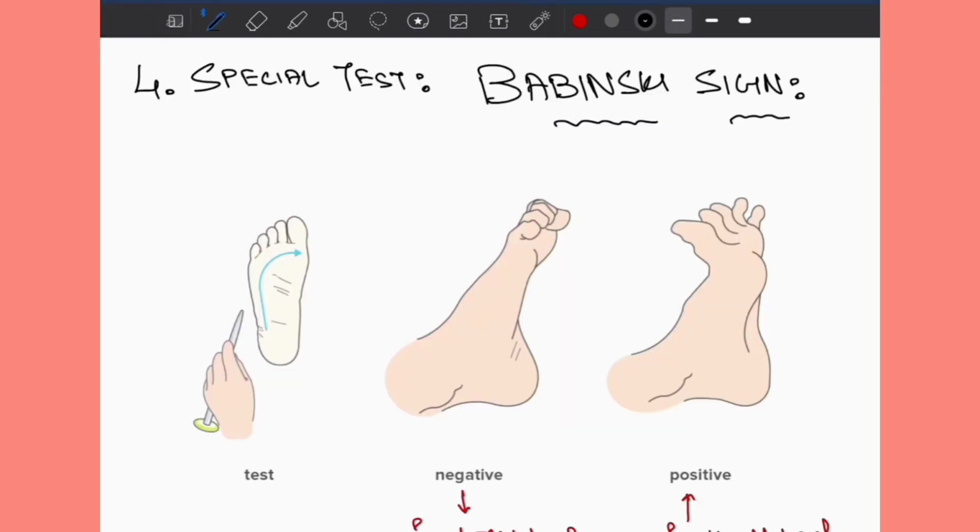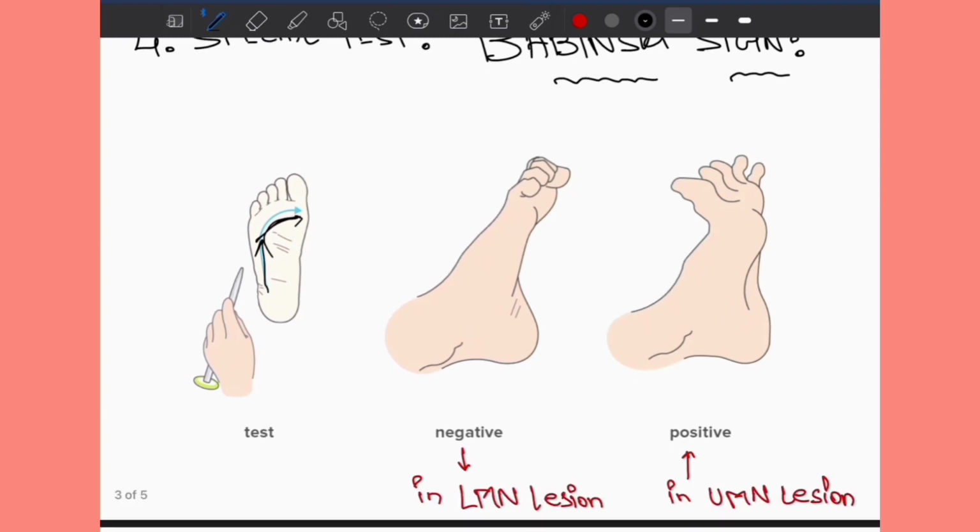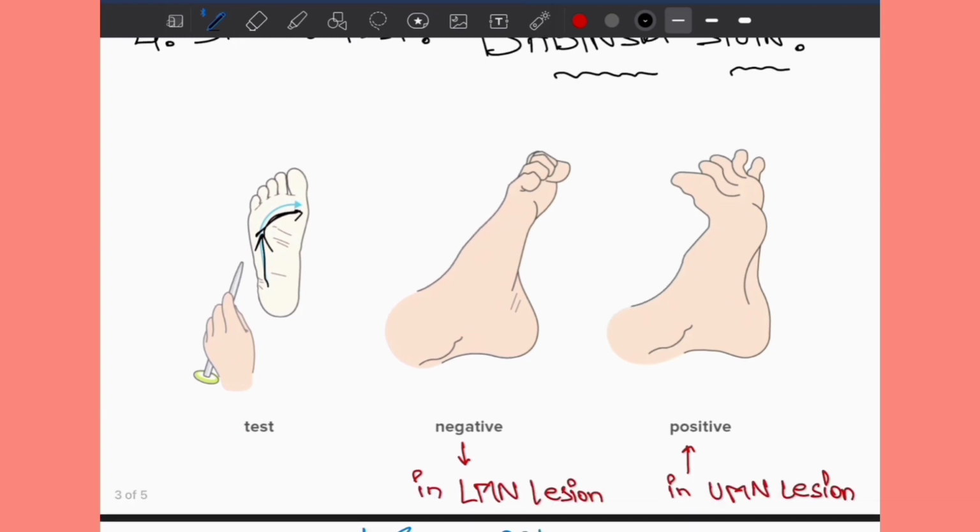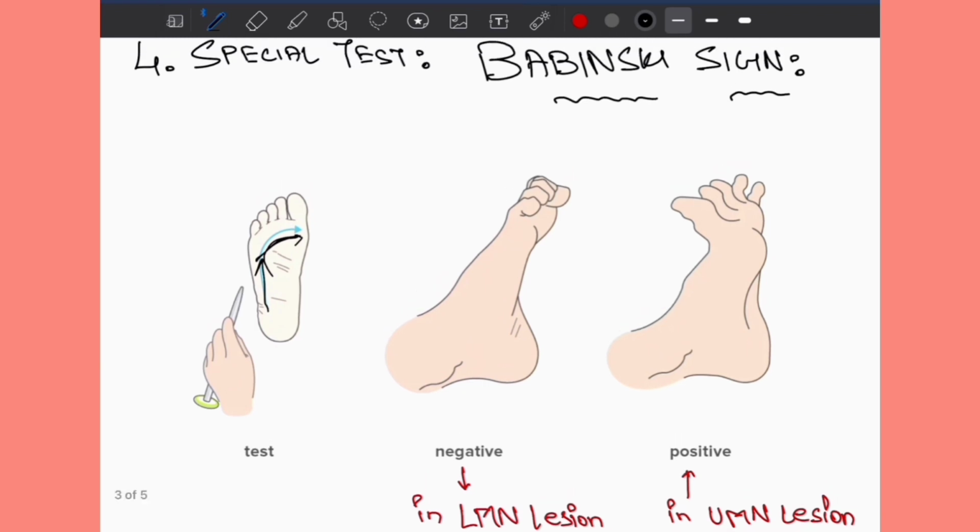Then comes a special sign called the Babinski sign, which differentiates between the two lesions. In this sign, a pin-like object is rubbed over the plantar surface of the foot in this direction. If the toes are in flexion, it is a negative Babinski sign, and this occurs in lower motor neuron lesion. If the toes are in extension, it is the sign of upper motor neuron lesion.